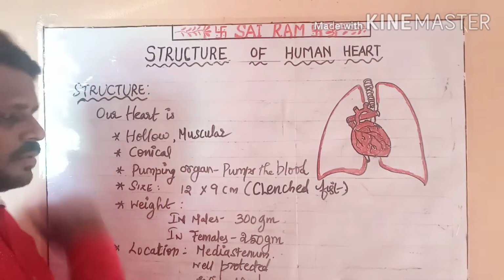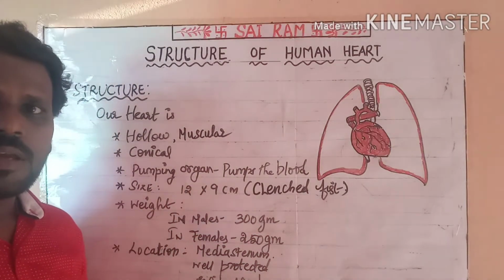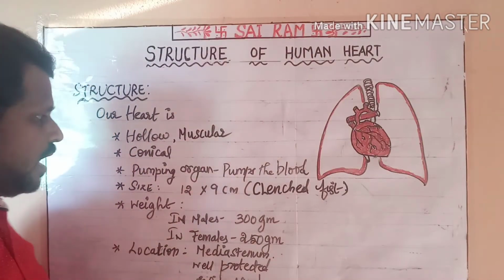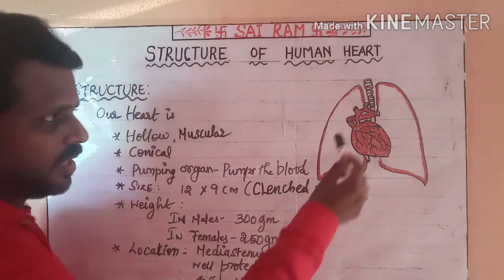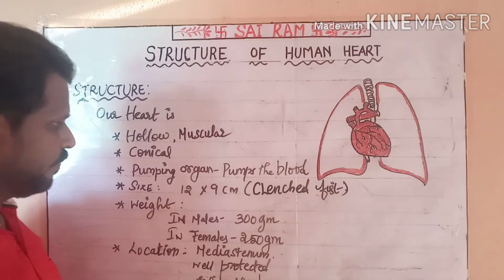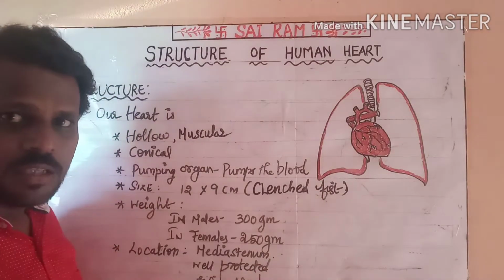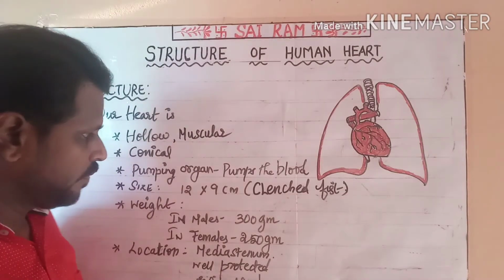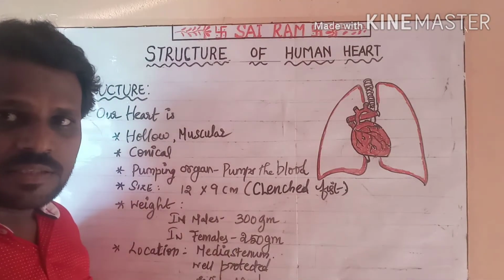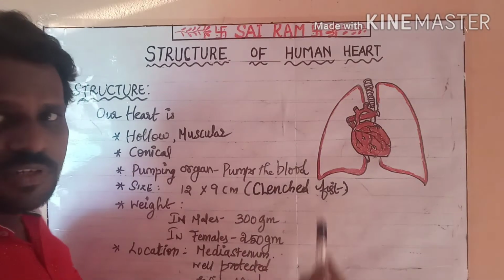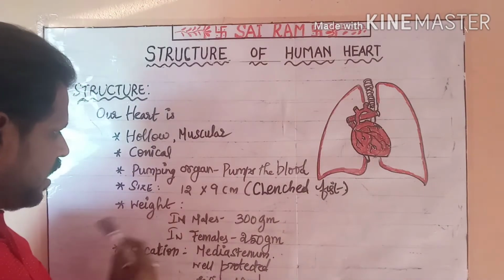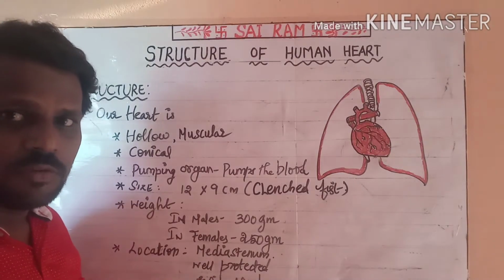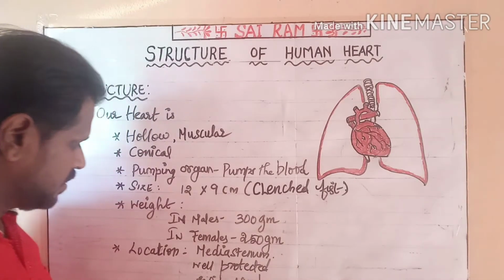Our heart is hollow and muscular, and moreover it is conical in shape. You can find it is conical in shape, and it's a pumping organ that pumps the blood throughout the body. Its size measures about 12 by 9 centimeters. It's just a clenched fist size, and it weighs about 300 grams in the case of males and 250 grams in the case of females.